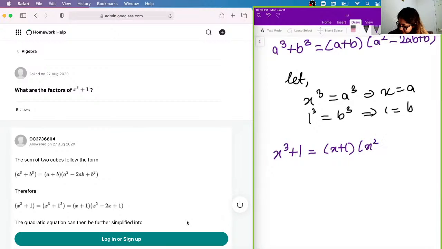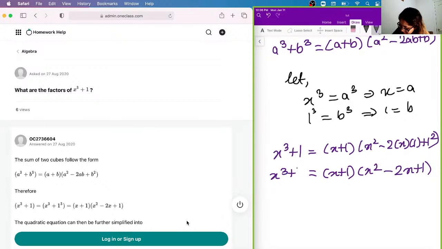times x squared minus x times 1 plus 1 squared. To further simplify this, you have x plus 1 times x squared minus x plus 1. So we simplified, and the factors of x cubed plus 1 are x plus 1 and x squared minus x plus 1.